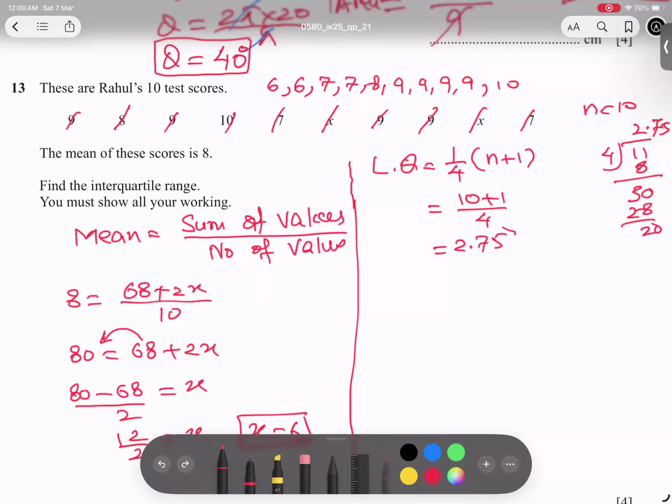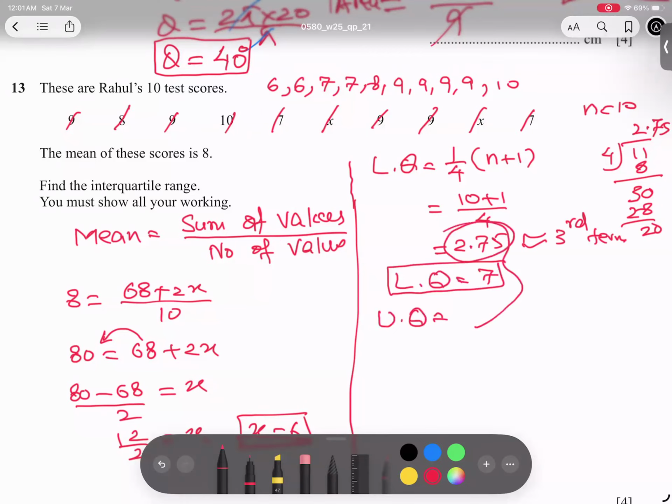So 2.75 approximately is called the third term. Third term, and count from the corner, 1, 2, 3. So the lower quartile I'm getting is 7. So this is done. Now what is the upper quartile? If I get a 0.5, students, I will take the average. For example, 2.5, I will take the average of the second term and third term, because 2.5 comes in the middle of 2 and 3. But if I get 2.25, which is close to 2, I will take 2. If 2.75, close to 3, I believe you people understand well.